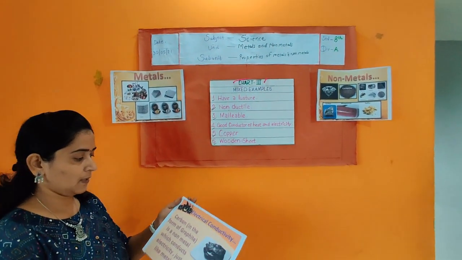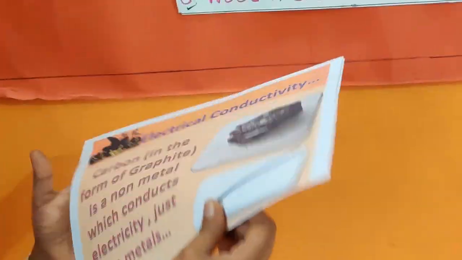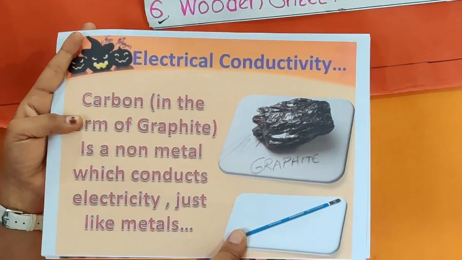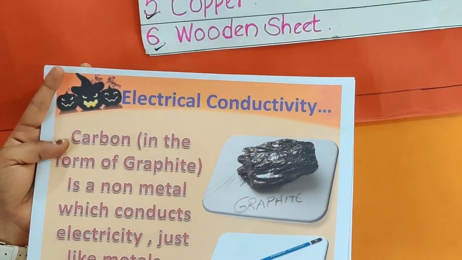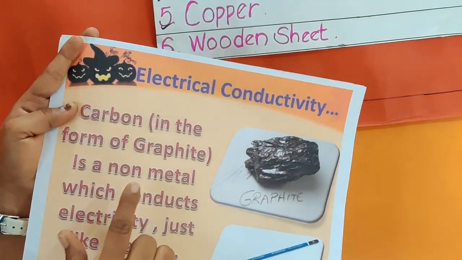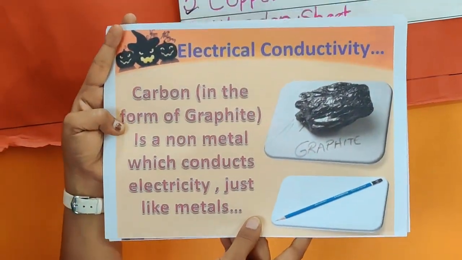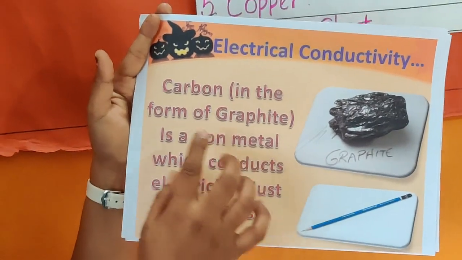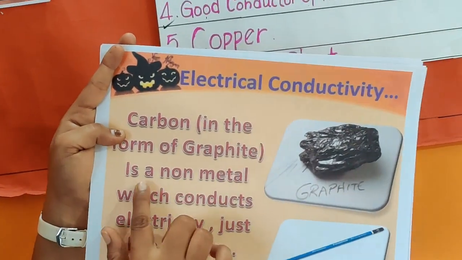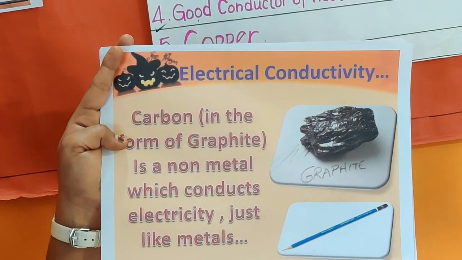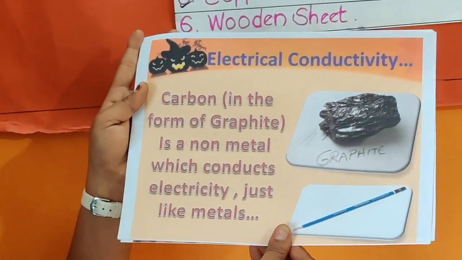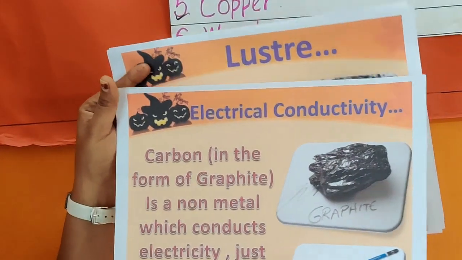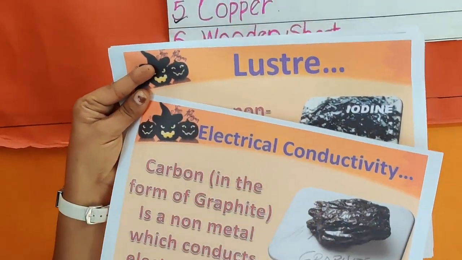Okay. After that, non-metals properties. Non-metals are bad conductors, or they do not conduct electricity, but carbon is an exception. Carbon in the form of graphite is a non-metal which conducts electricity just like metal. So carbon is an exceptional non-metal. They conduct electricity.